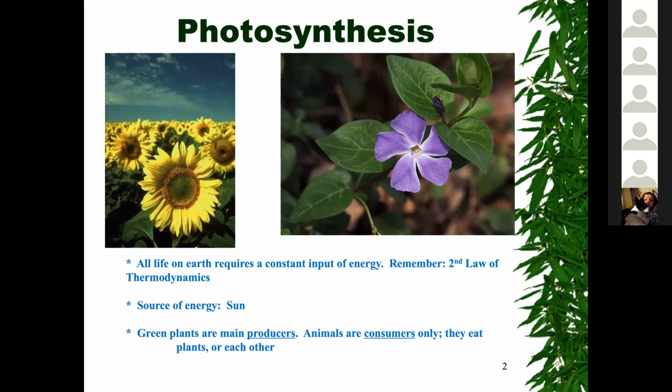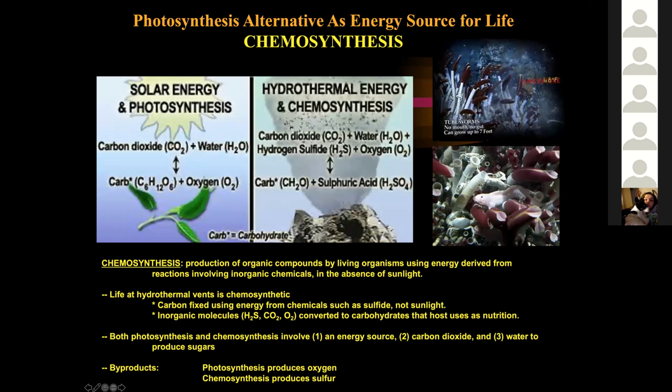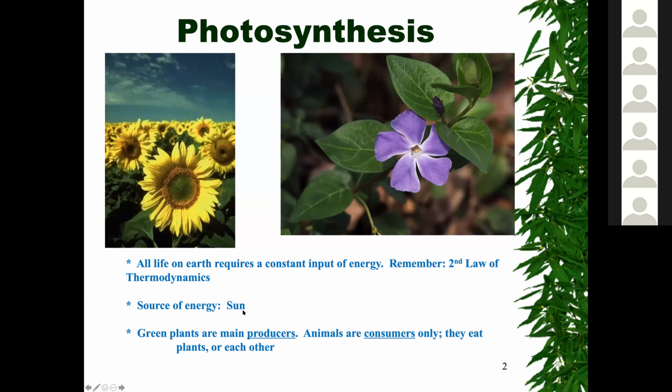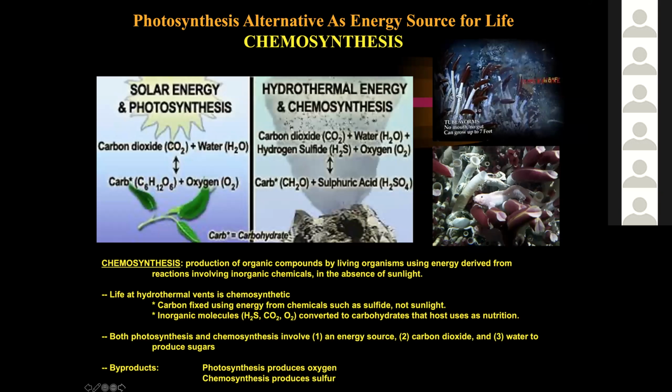Green plants are the main producers, and animals are consumers only. Animals eat plants, or they eat each other, and if they eat each other, whatever they're eating first ate plants. Now, I just want to point out that sunlight is not the only source of energy for living things. It's rare that it isn't, but I thought you should be aware there are other ways to sustain life. The alternative to photosynthesis is chemosynthesis.